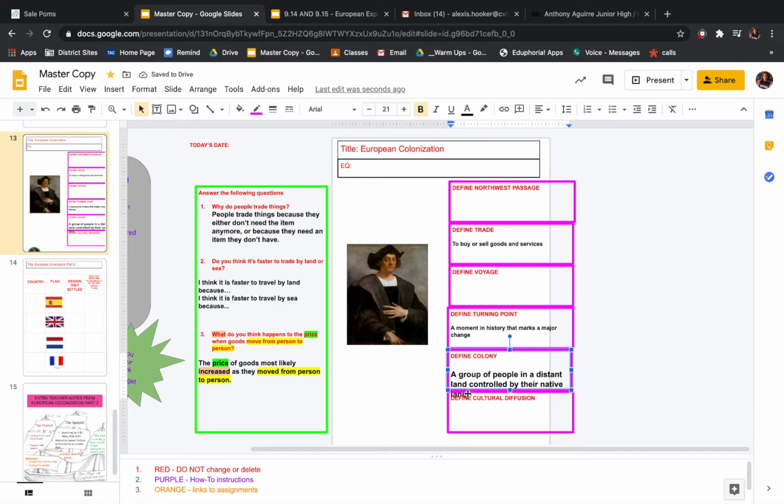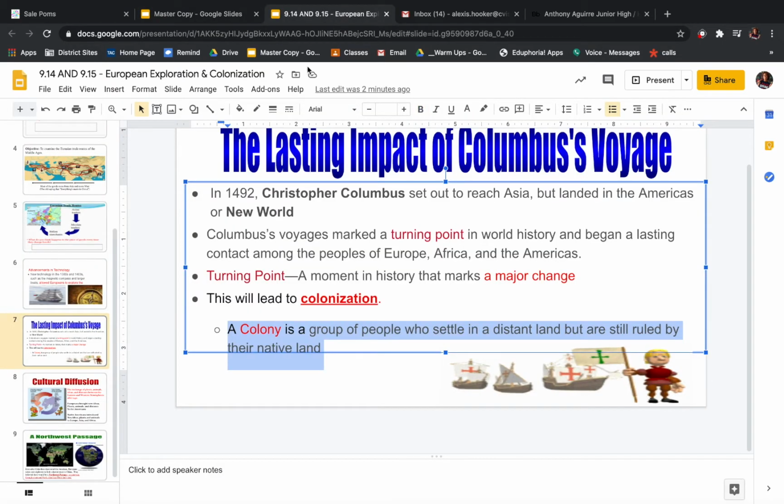Now you see how this is big and it's running into the next part. I'm gonna highlight this and go up here to my plus and minus sign and make it smaller. Okay. Let's keep going through the PowerPoint.